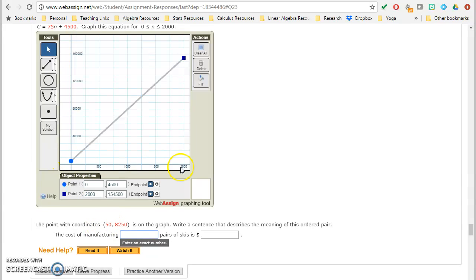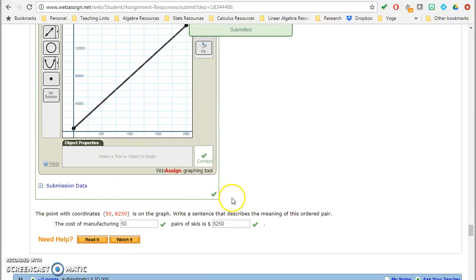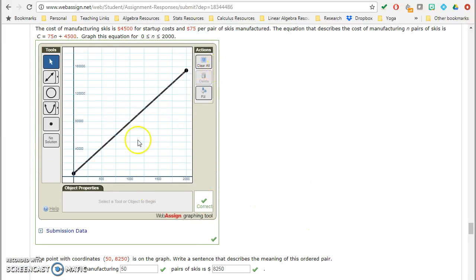And so then we could also do our interpretation. Our input or our X values are all about the number of skis. The cost of manufacturing 50 skis is $8,250. Submit my answer. Get my sweet check marks. Boom, sweet check mark. Almost everybody who had this problem wrong just had arrows, because we're used to our regular math lines and not real life lines, what makes sense for our domain and range.